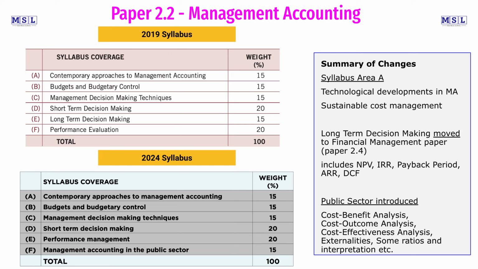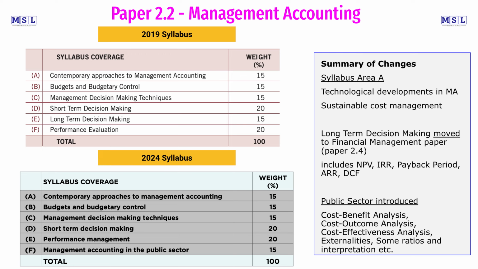So topics like net present value, internal rate of return, payback period, accounting rate of return, discounted cash flow considerations, all of these things are no longer tested in management accounting. We expect them to be in the financial management paper 2.4 only. Now, because those 15 marks have left, it gave them the room to now introduce public sector into this paper. Don't forget, I said one of the biggest themes underpinning the syllabus is public sector.